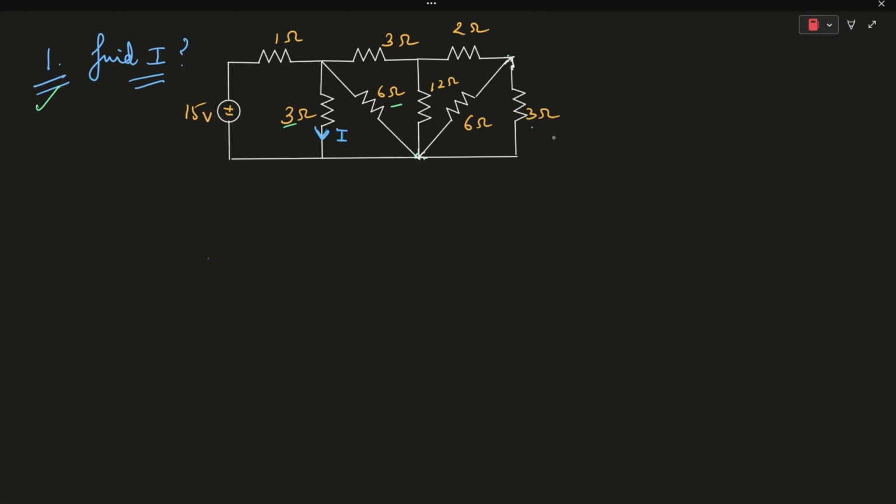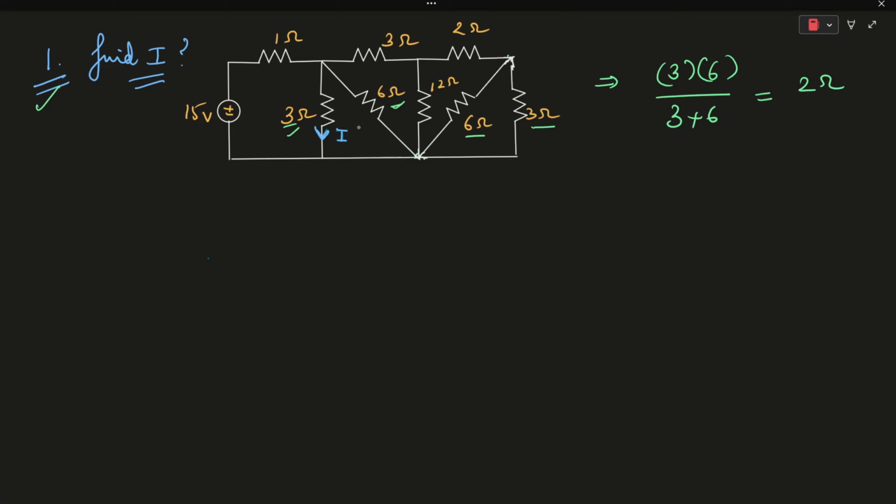As you can see in this particular electrical circuit, the 6 ohm resistor and the 3 ohm resistor are both connected between the same nodes. It means that they have a parallel connection. Similarly, this 3 ohm resistor and 6 ohm resistor are also connected in parallel. So we can say that the equivalent resistance will be 3 into 6 over 3 plus 6, which is equal to 2 ohms.